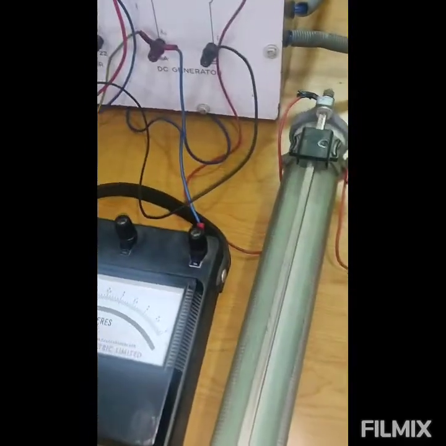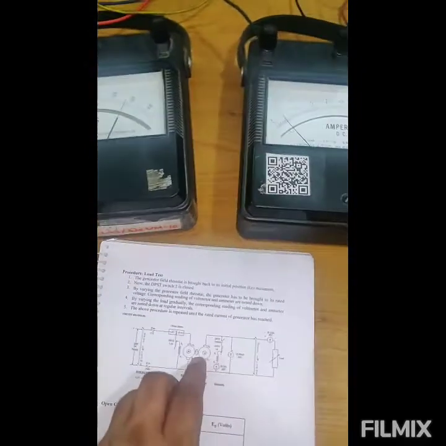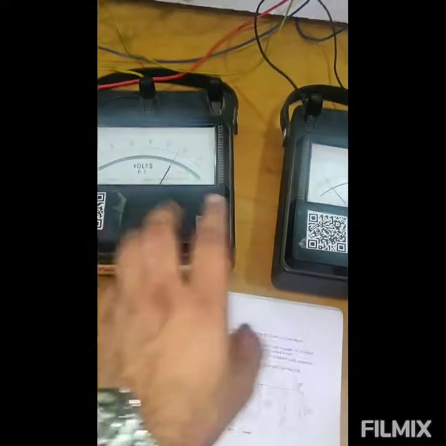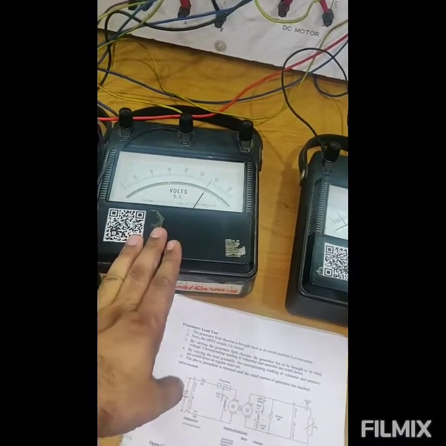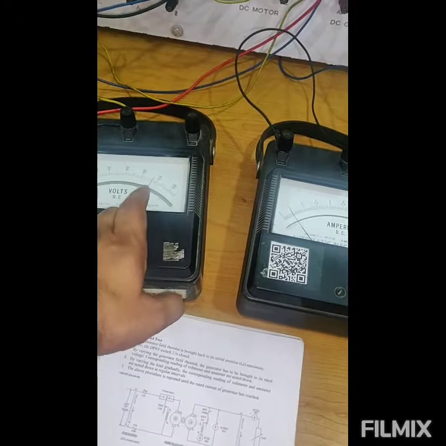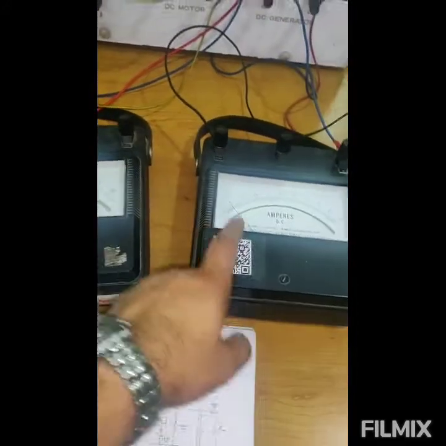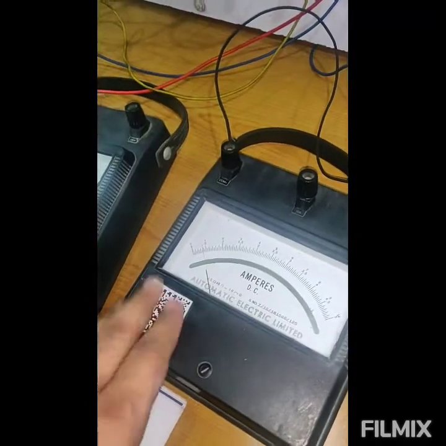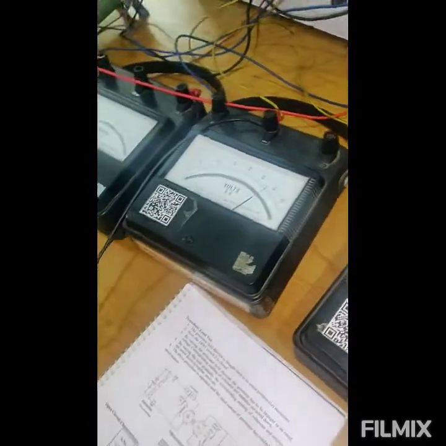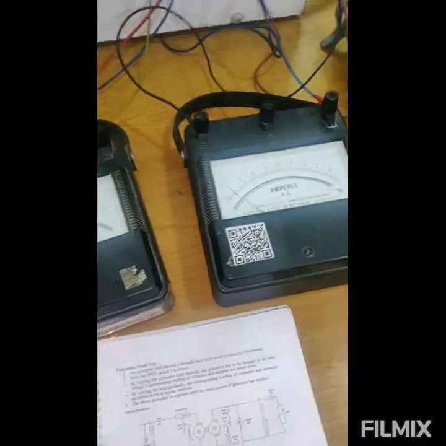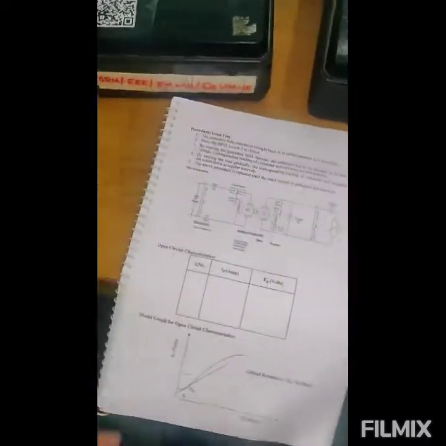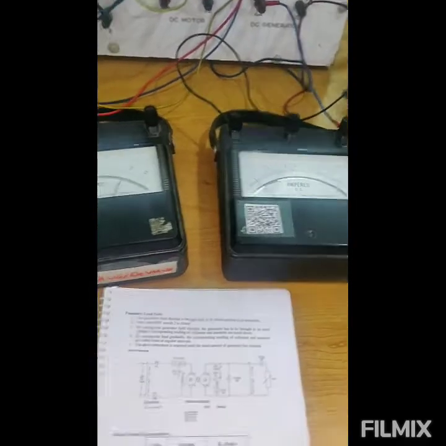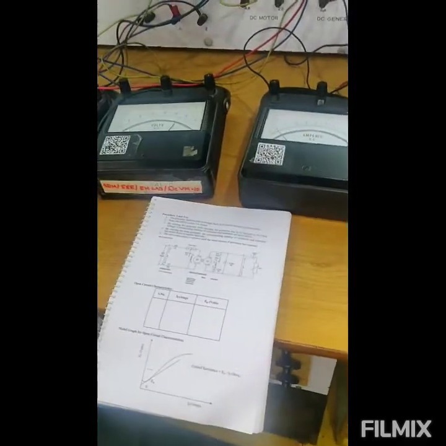Now we will increase or decrease the rheostat value here, and you will get some values of voltage and current from the voltmeter and ammeter. Now the rated voltage is 230. So it means the maximum voltage you can get is 230, and along with that you will get the value of current, if you increase the voltage till 230 volts. Now you will get 4-5 values of IF and EG here. Now this is actually the end of the open circuit test.